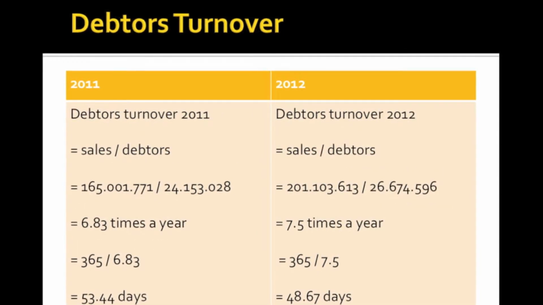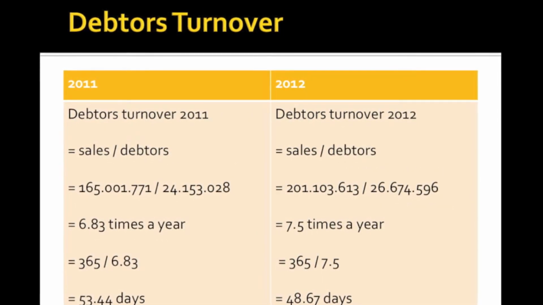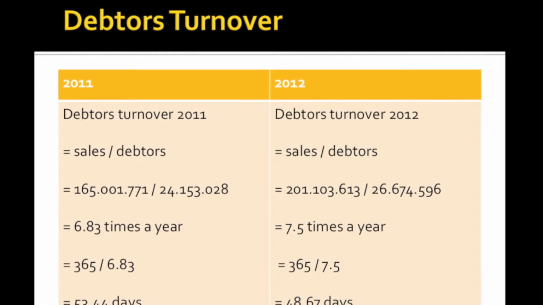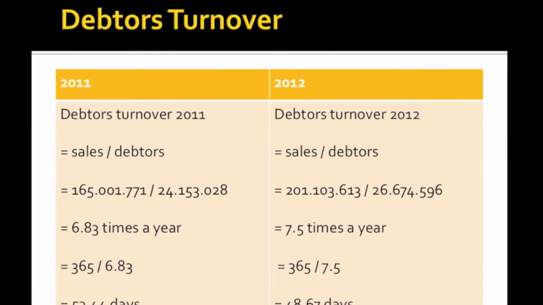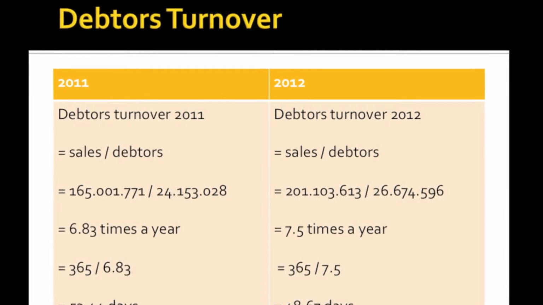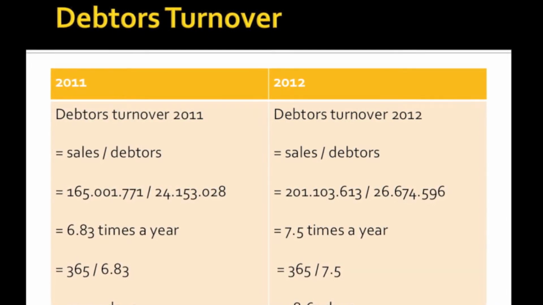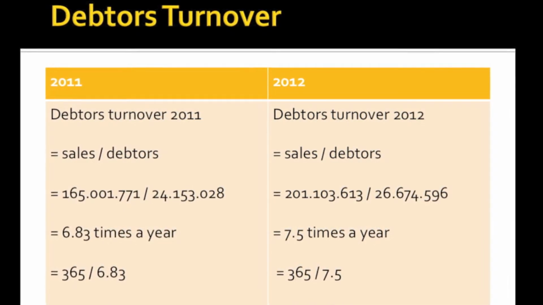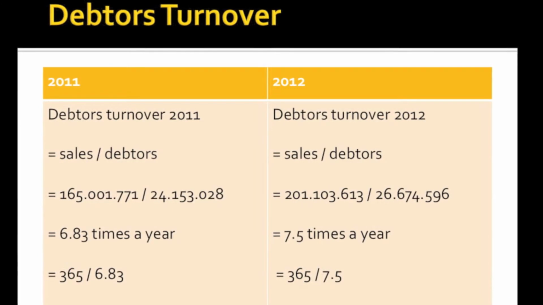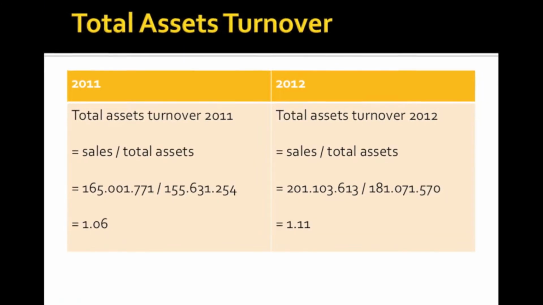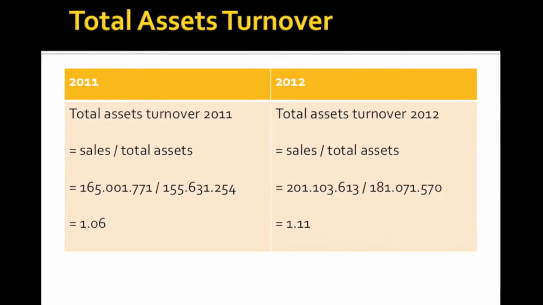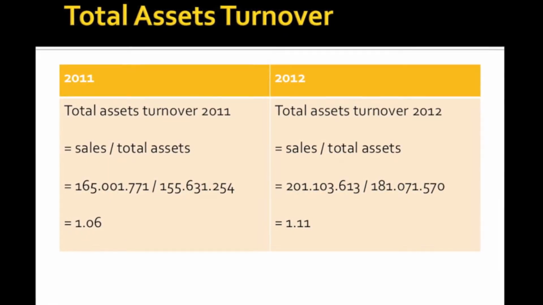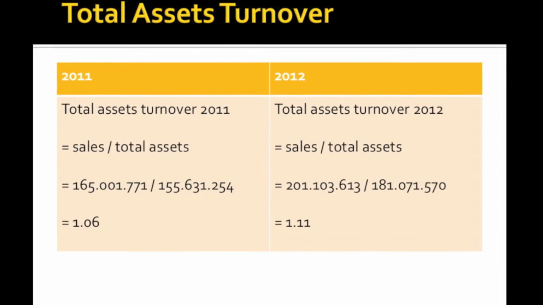For debtors turnover in 2011, it was 53.44 days compared to 2012 when it was 48.67 days. This means that there's an increase in sales, and slightly in debtors as well. This also can mean that Samsung has tightened up credit terms, charged interest on late payment, or used a debt collector to collect money. In total assets turnover ratio, it has increased from 1.06 to 1.11, from 2011 to 2012.